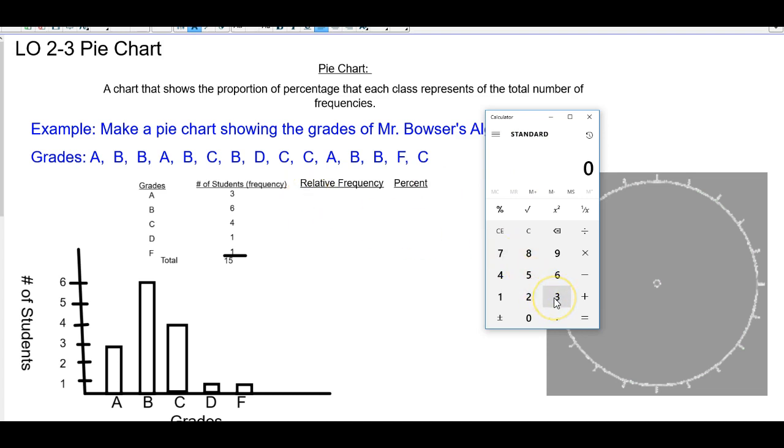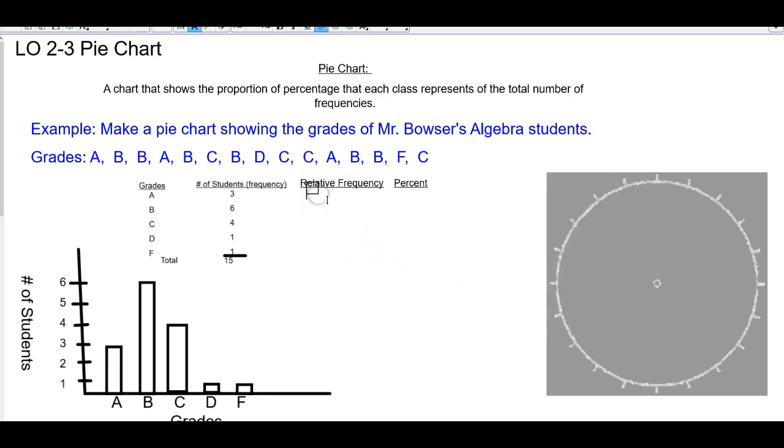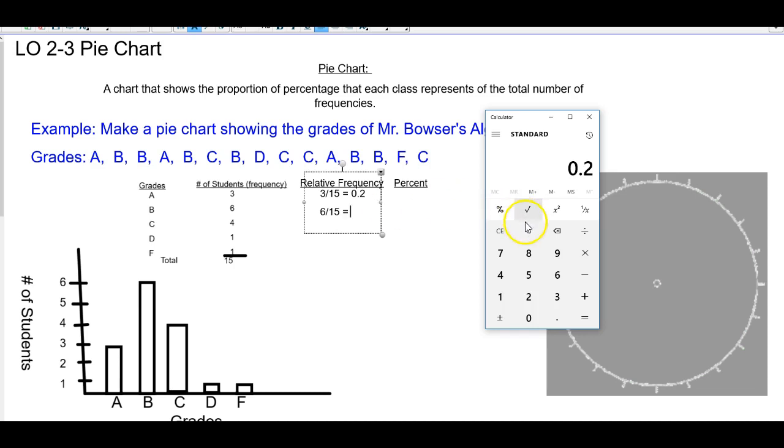So in order to do this, for example, 3 students got A's. So that's 3 out of 15. All we did was 3 divided by 15, which equals 0.2. Next, we have B's. There were 6 out of 15. So let's do 6 divided by 15. That's 0.4.